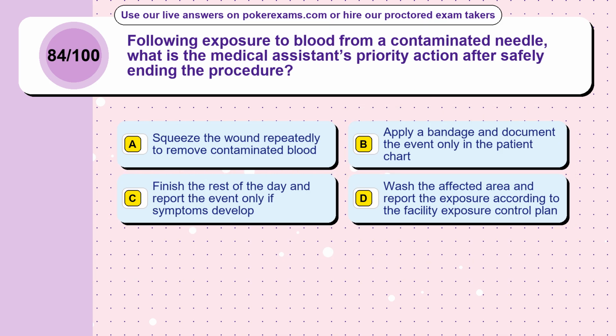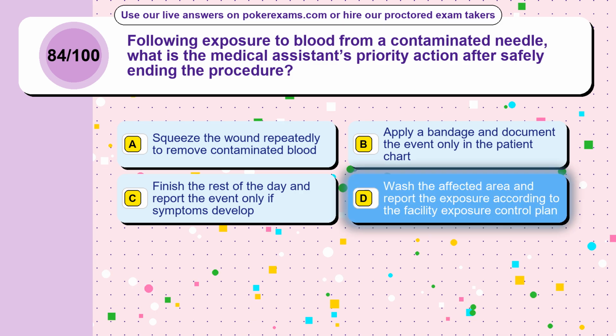Question 84. Following exposure to blood from a contaminated needle, what is the medical assistant's priority action after safely ending the procedure? Option A. Squeeze the wound repeatedly to remove contaminated blood. Option B. Apply a bandage and document the event only in the patient chart. Option C. Finish the rest of the day and report the event only if symptoms develop. Option D. Wash the affected area and report the exposure according to the facility exposure control plan.